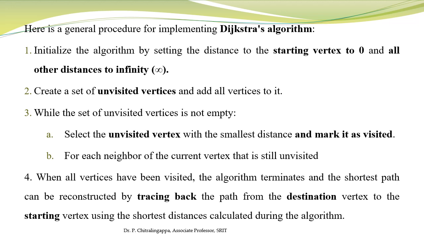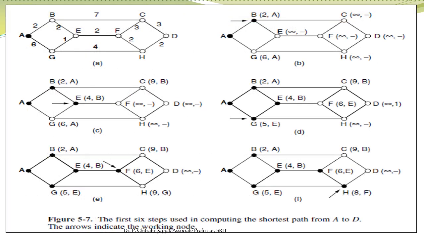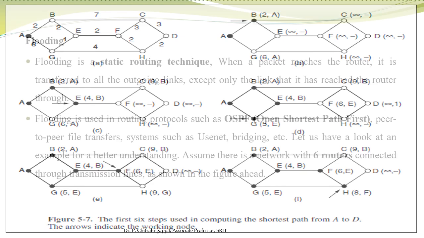When all vertices have been visited, the algorithm terminates and the shortest path can be reconstructed by tracing back the path from the destination vertex to the starting vertex using the shortest distances calculated during the algorithm. So this is one example. In this example, try to calculate the distance from node A to node B.